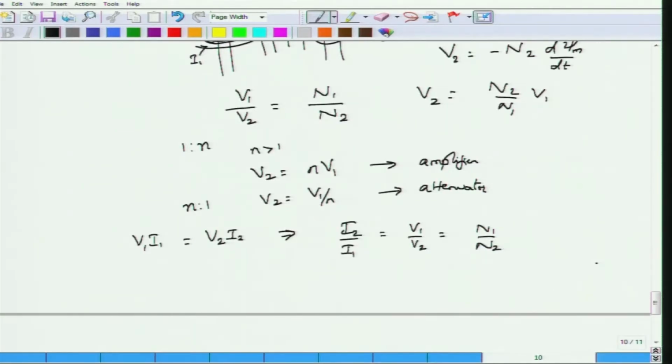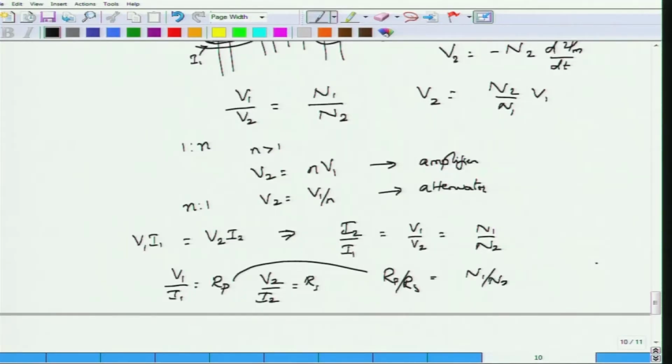Okay. And if you define V1 by I1 as the resistance of the primary and V2 by I2 as the resistance of the secondary, then the ratio of the primary to secondary resistance is actually given by (N1 by N2) squared. Okay. And if you take a 1:n transformer, then this would be (1 by n) squared. Okay. So, this was about the transformer, and again what I want to emphasize is that the transformer works on Faraday's law. Okay. The magnetic field associated would be changing.